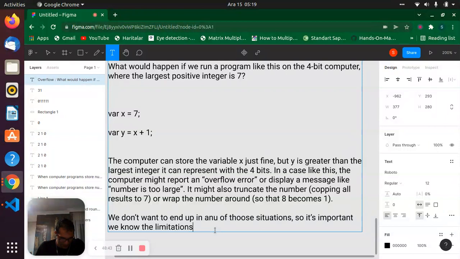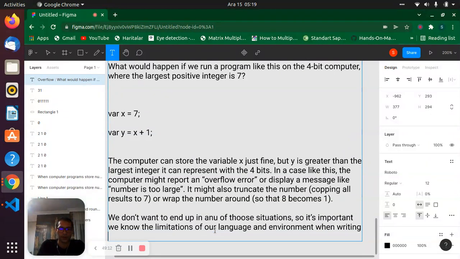Limitations. We know the limitations of our language and environment when reading programs. This one is good.